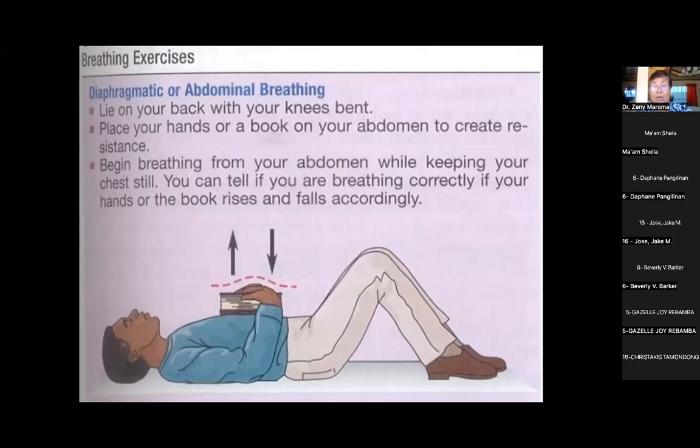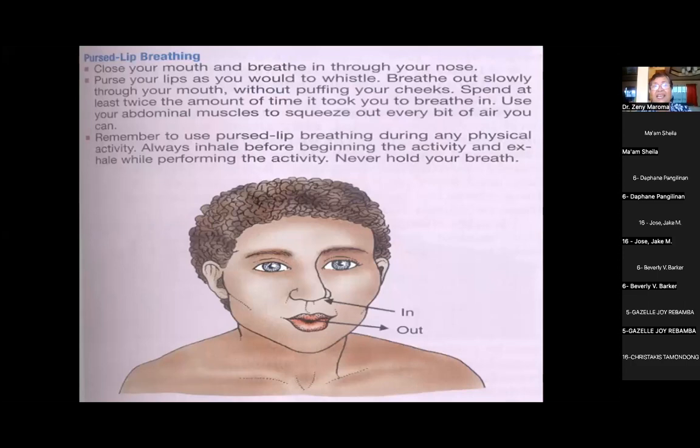Tapos lagyan ng libro, or ilagay ang kamay sa tiyan. Inhale, exhale. Inhale, exhale. So papasok ang tiyan during inhalation, lalabas during exhalation. Hindi yung nahihirapan ako huminga kaya tumataas ang balikat mo. Okay, so diaphragmatic breathing. Another is pursed lip breathing.